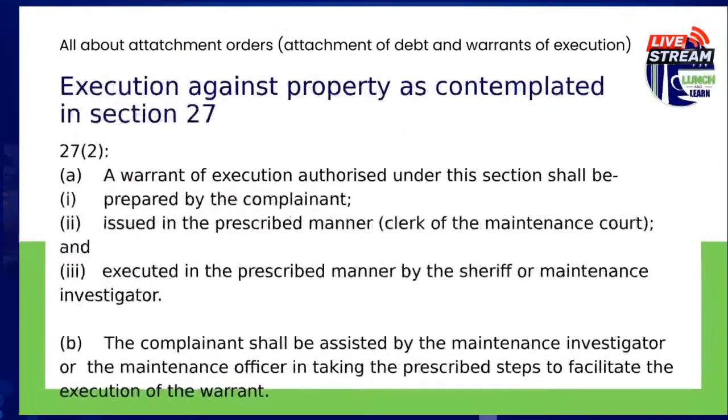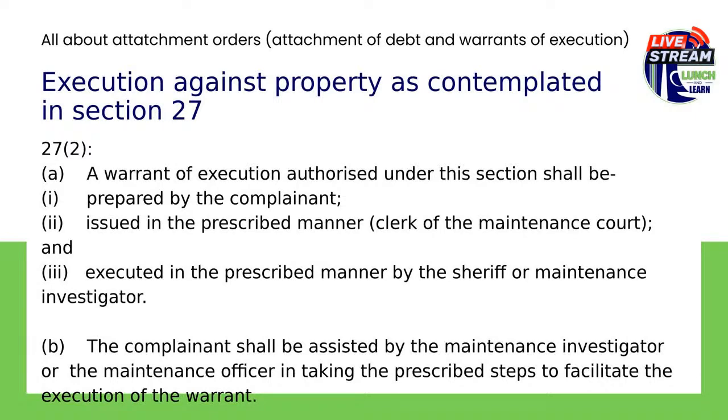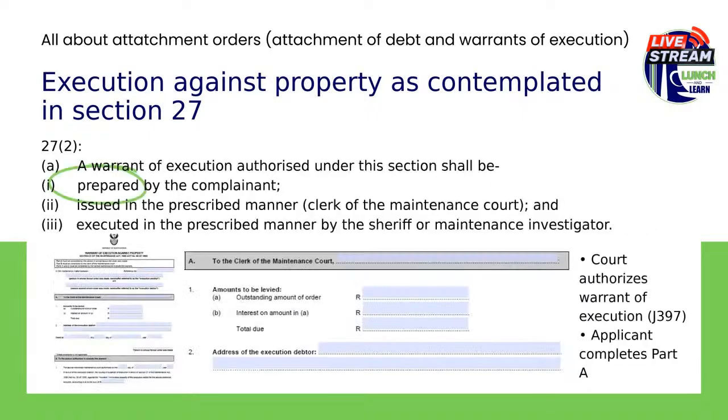So if we look at the inner workings of what Section 27 says, it says that a warrant of execution authorized under that section by the magistrate shall be prepared by the complainant. And we'll be unpacking this word for word, or section by section. So the warrant of execution that has been authorized by the court needs to be prepared by the complainant. It needs to be issued by the clerk of the court in the manner prescribed, and it needs to be executed in the prescribed manner by either the sheriff of the court or the maintenance investigator. And then Section 27(2)(b) says that the complainant shall be assisted by the maintenance investigator or the maintenance officer in taking the necessary prescribed steps in order to give effect to the warrant of execution.